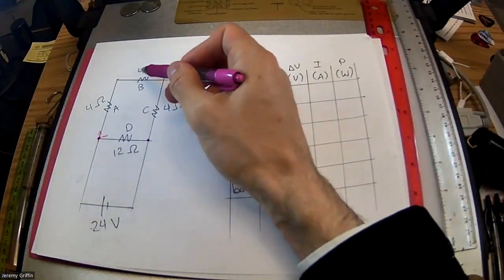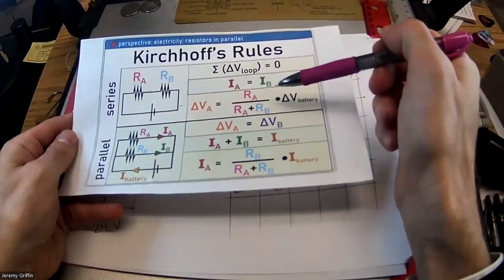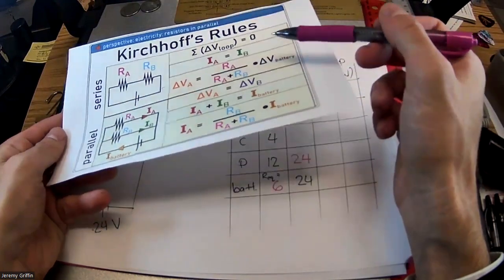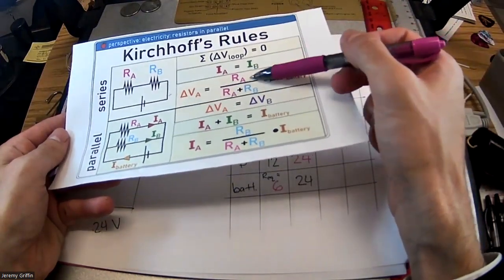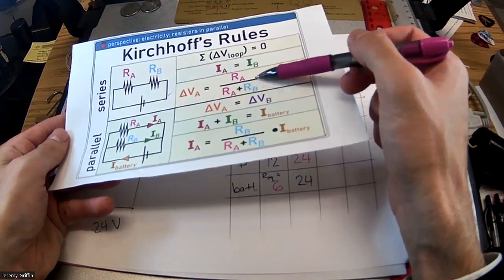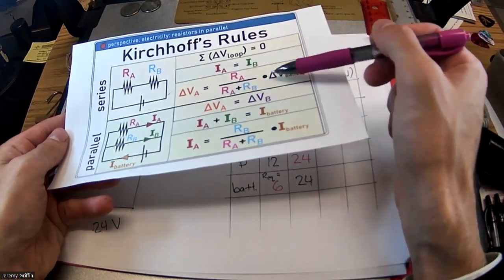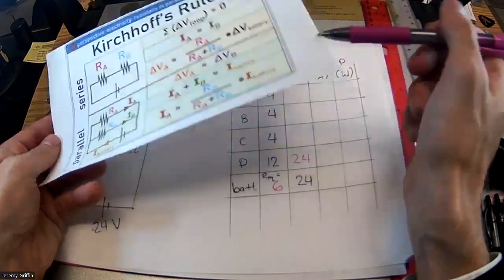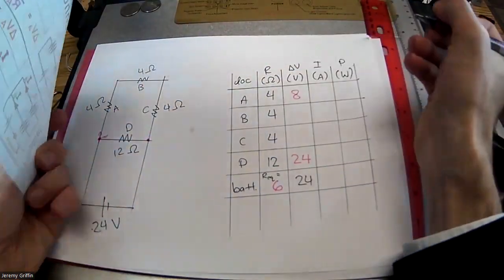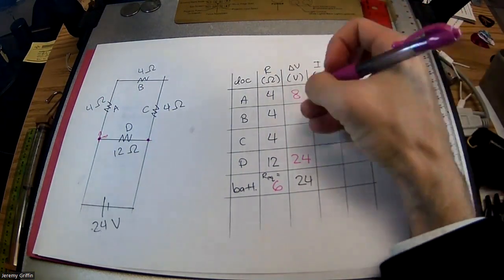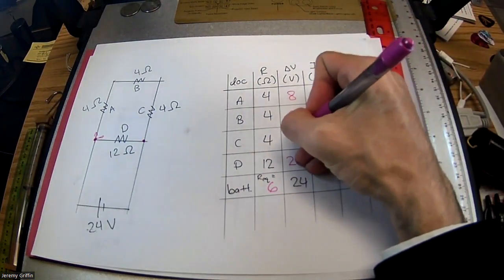These three are in series with each other, so I'm thinking more like this. So guys, what's 4 over 12? That's a third, right? 4 over 12 is a third. What is a third of 24 volts? 8 volts. Okay. And since they're all the same, you think it's 8, 8, 8?